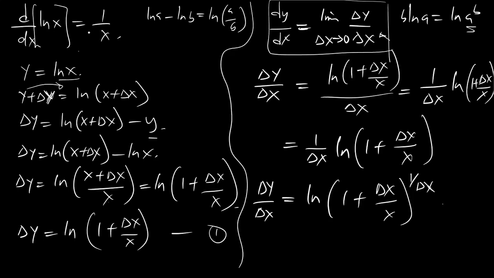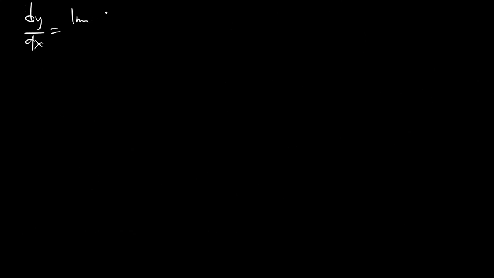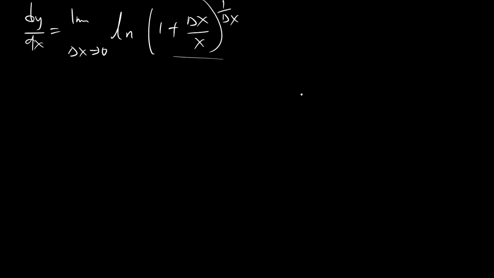So the derivative is equal to the limit of ln of 1 plus delta x all over x, to the power 1 all over delta x, when delta x tends towards 0. Now this looks like the definition of e. You know, e is the limit as t tends to infinity of 1 plus 1 all over t, raised to the power t.